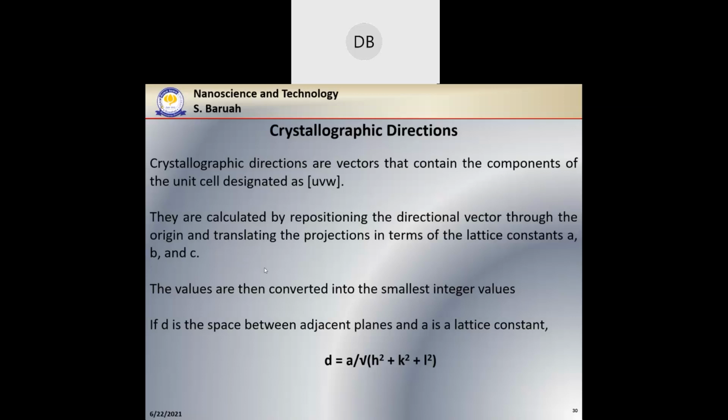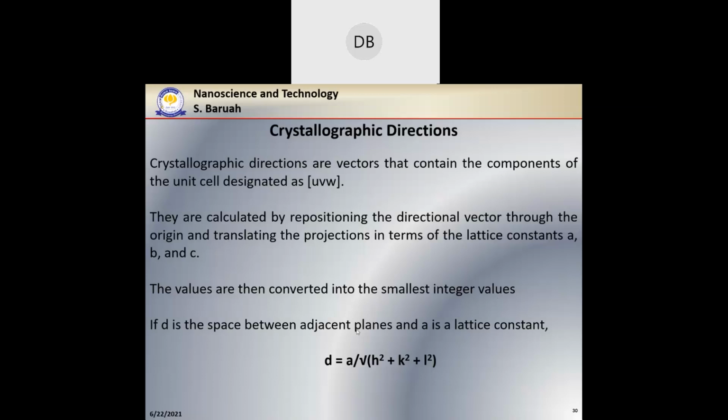All right. So we consider the direction going through the origin, and then the other point we determine using the values of A, B, and C. That means these are the points where the plane cuts the different axes. The values are then converted into the smallest integer values. Like before, we try to divide it and see how small we can make it.